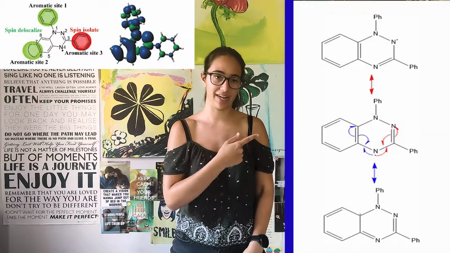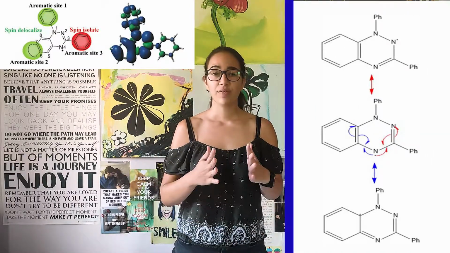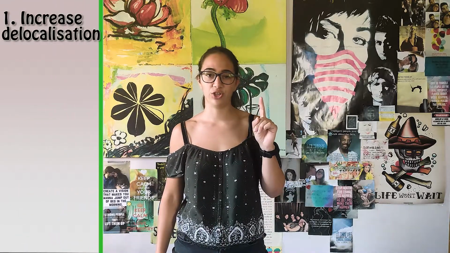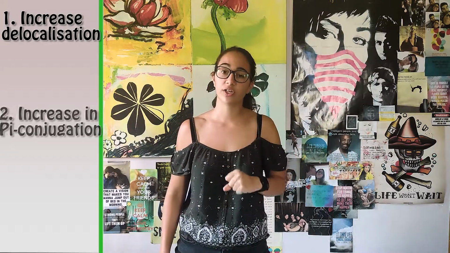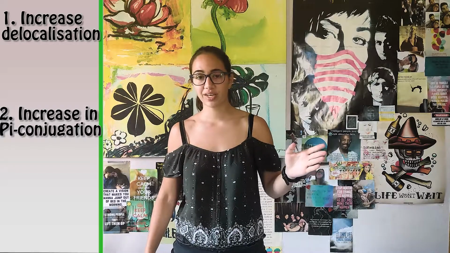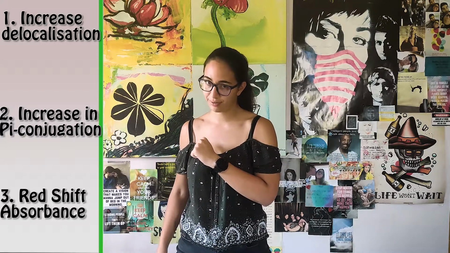Finally, aromatic site 3 is attached to carbon-3. It is said to be spin isolated. This is because the unpaired electron cannot resonate to carbon-3, as can be seen by hand. Each of these aromatic sites provides different opportunities to alter the physical properties of the species. One simple example is that by increasing the delocalization of the unpaired electron over a larger number of atoms, pi conjugation increases. This results in a redshift in absorption to the near infrared region.